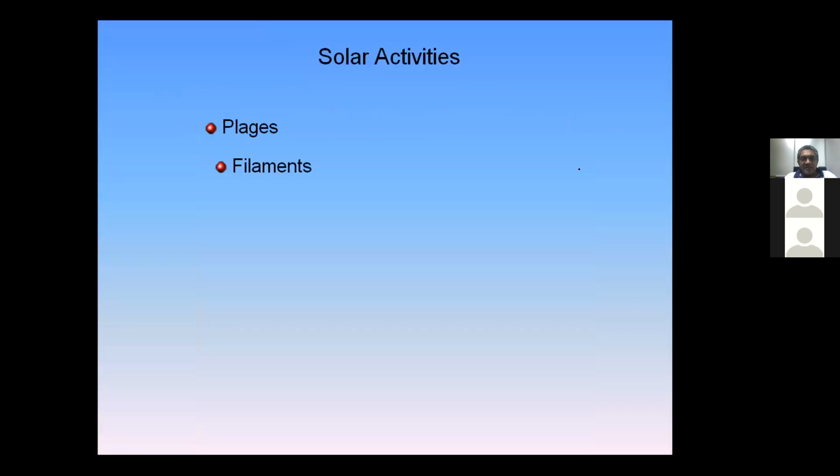Then we look at some solar activities, right? Those are the things we are going to look at in detail. There are a few solar activities I listed here. They are called plages, filaments, prominences, solar flares, solar wind, and sunspots. So basically, we find all these activities on the sun. Let's look at these things a little bit in detail.